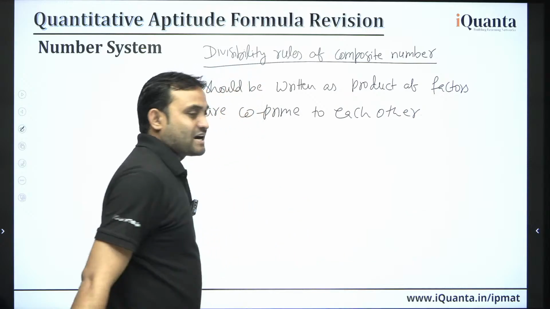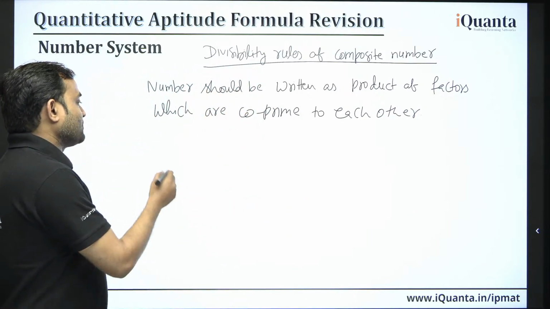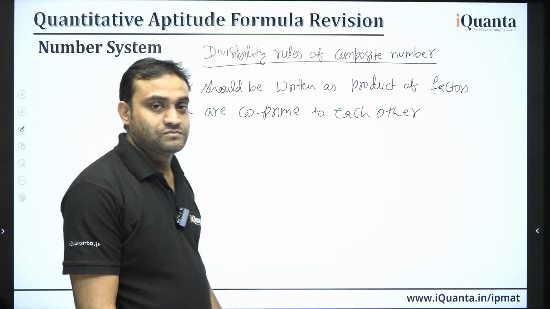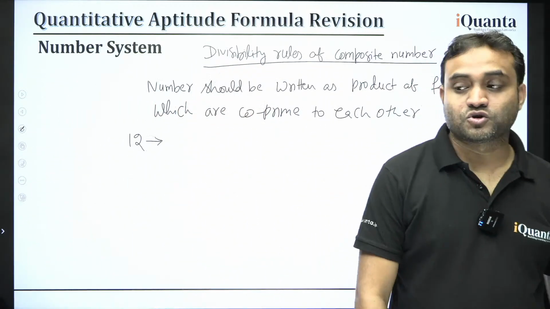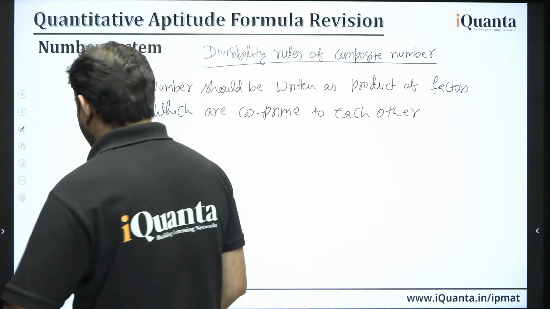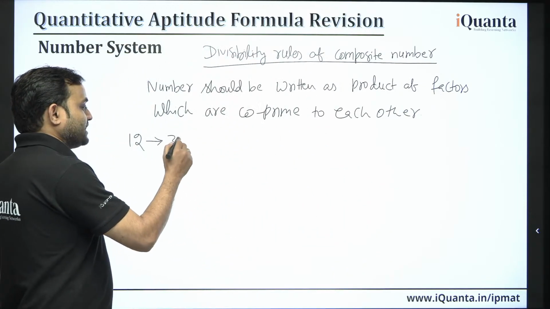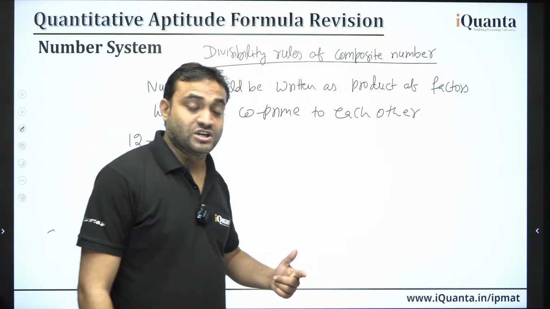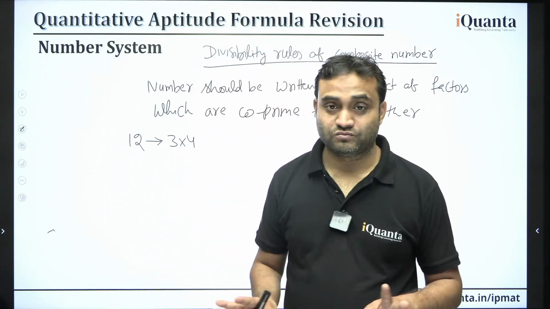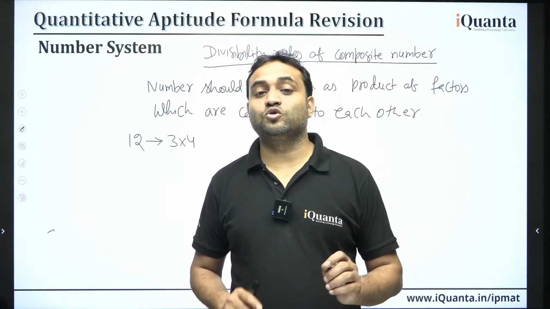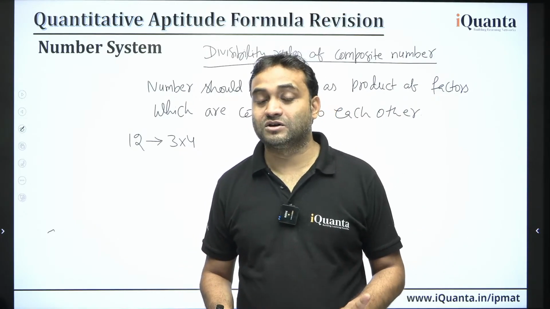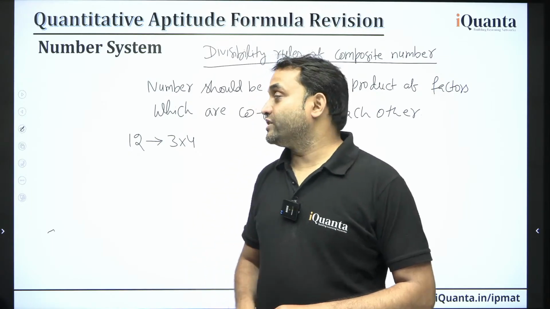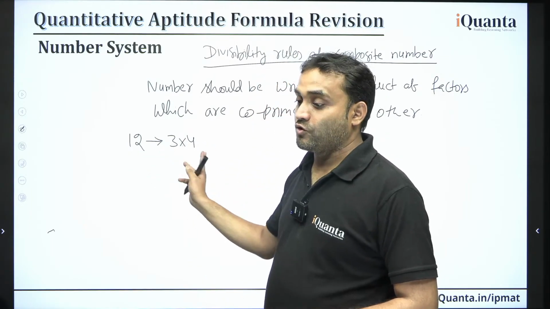Now what does that mean? What is the divisibility rule of 12? How do you calculate if a number is divisible by 12 or not? So 12 can be written as 3 into 4. 3 and 4 are co-prime to each other. You cannot write it as 6 into 2, because 6 and 2 are not co-prime to each other. So you need to write 12 as 3 into 4.